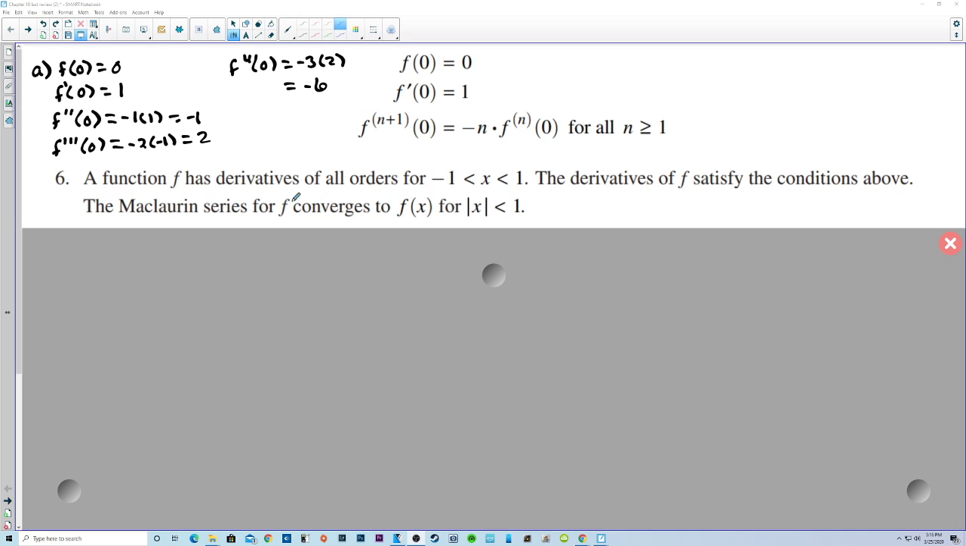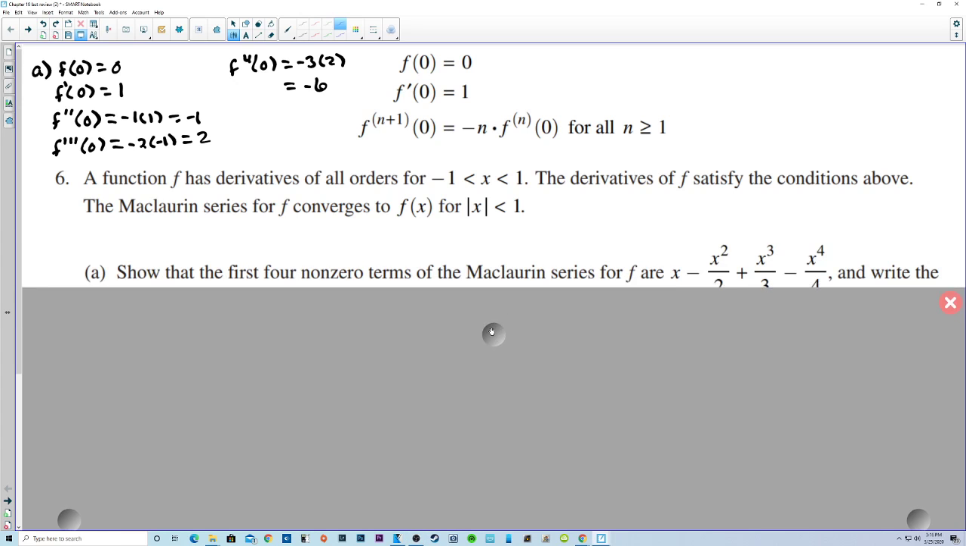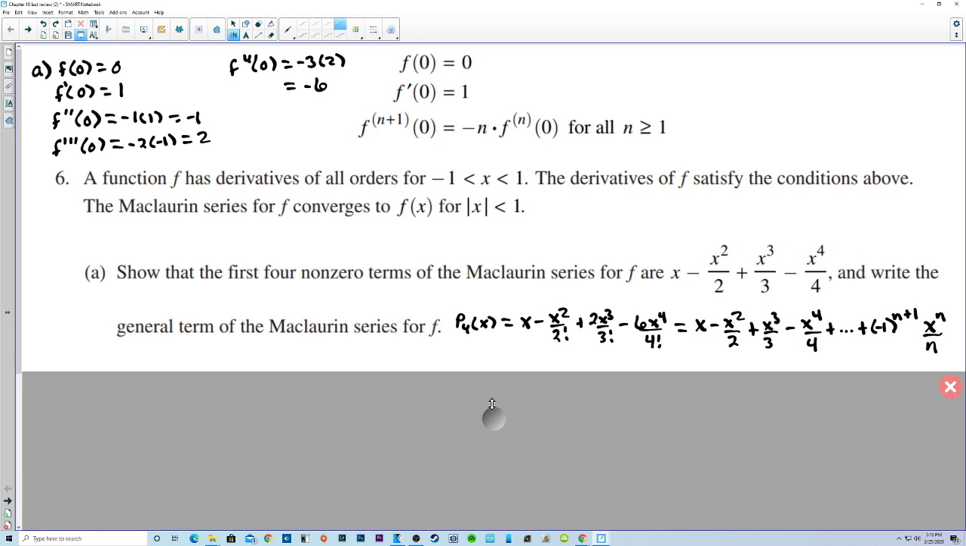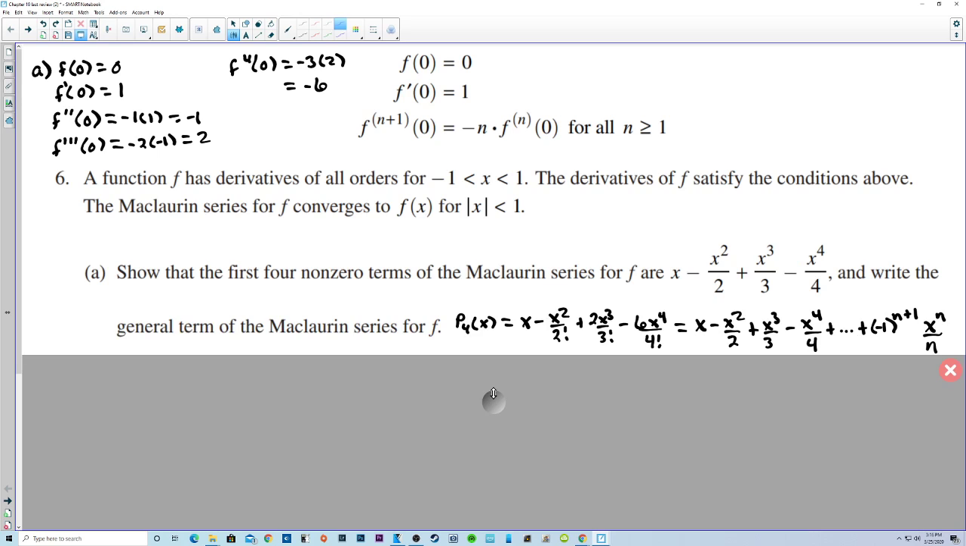The Maclaurin series for f converges to f of x for the absolute value of x less than 1. So within the radius of convergence is 1 is what they're saying. A, show that the first 4 non-zero terms of a Maclaurin series for f are as follows here, and write the general term of the Maclaurin series for f.